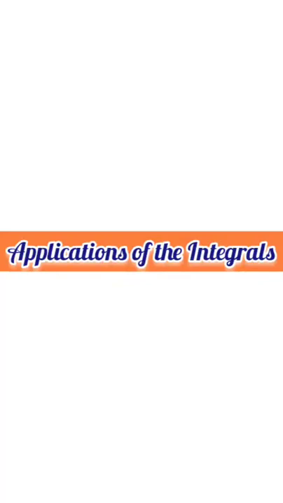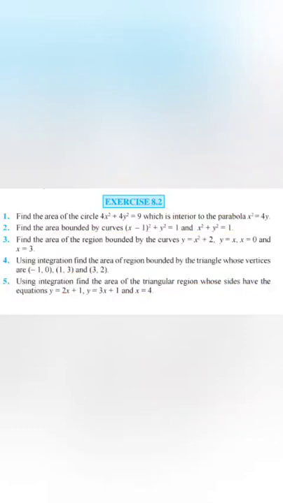Today we will do one more question related to the applications of the integrals. Now let's take a question from exercise 8.2, and the question is: find the area of the circle 4x square plus 4y square equal to 9, which is interior to the parabola x square equal to 4y. That is, we have to find area between these two curves.